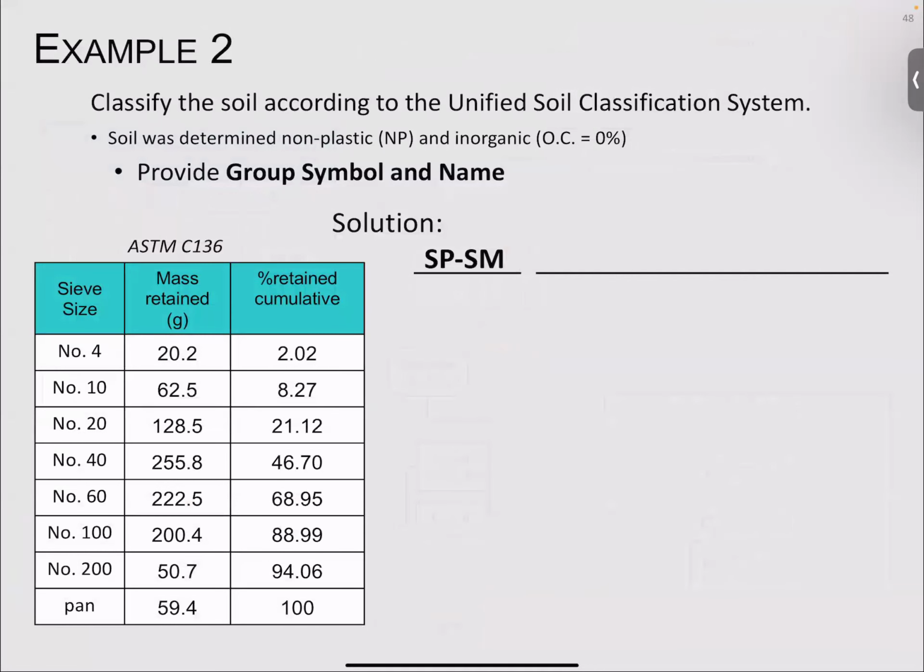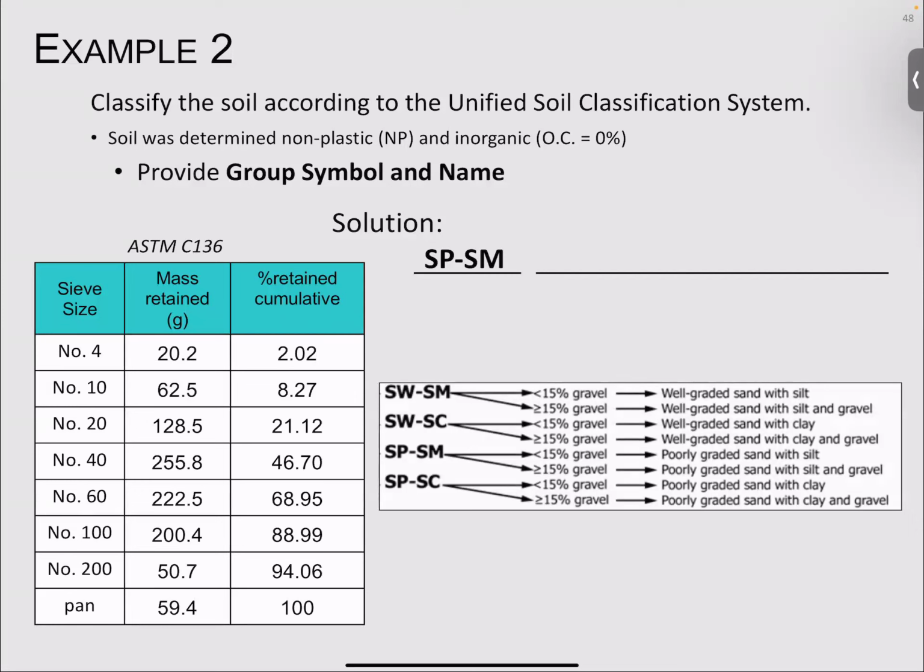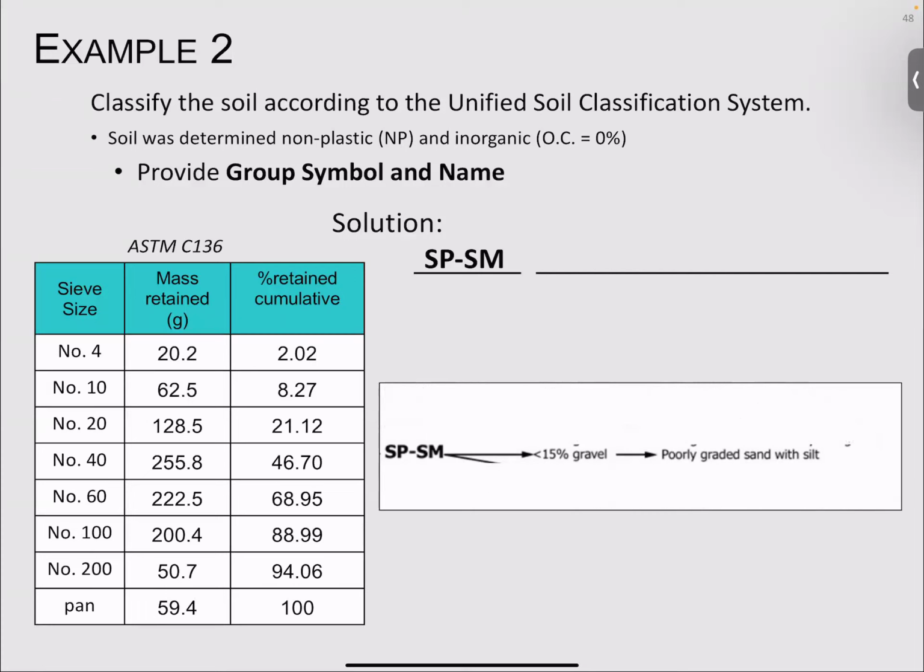Okay, so once we have the SP-SM, what do we call this now for legal purposes? We look at the first starting point in our ASTM chart there. So SP-SM, so luckily we're just focusing on this one right here. And if we have less than 15% gravel, which we do, because we have 2%, then we would have a poorly graded sand with silt, which is what we would call this then. Poorly graded sand with silt. So that's its legal, technical name or whatever you want to call it.